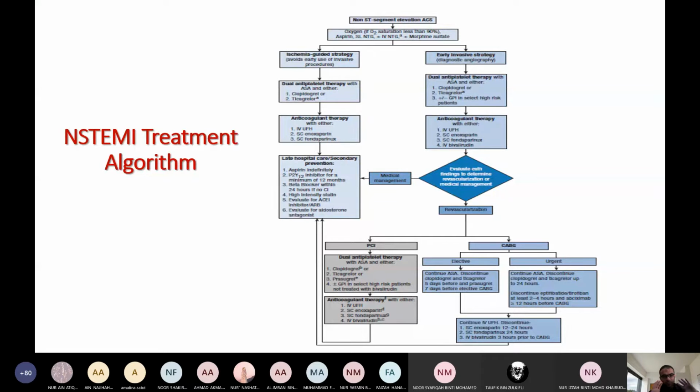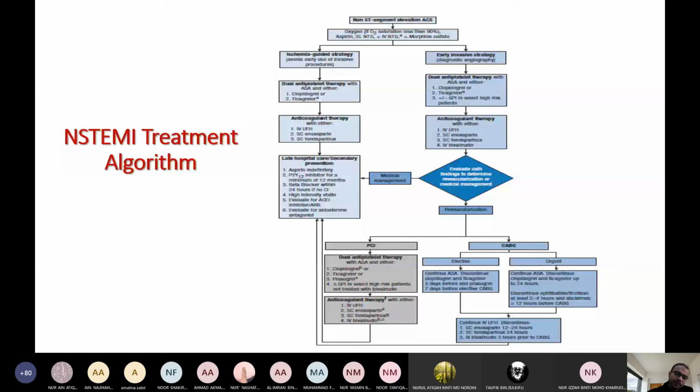So for non-STEMI, I just want you to have in mind the ischemic guided and the invasive one: for ischemic guided, what the pattern is and what medication to be offered; for the early invasive, what order of medication we give, dual antiplatelet and anticoagulant, of course, and then assess revascularization, either CABG or the PCI. Clear, brothers and sisters?